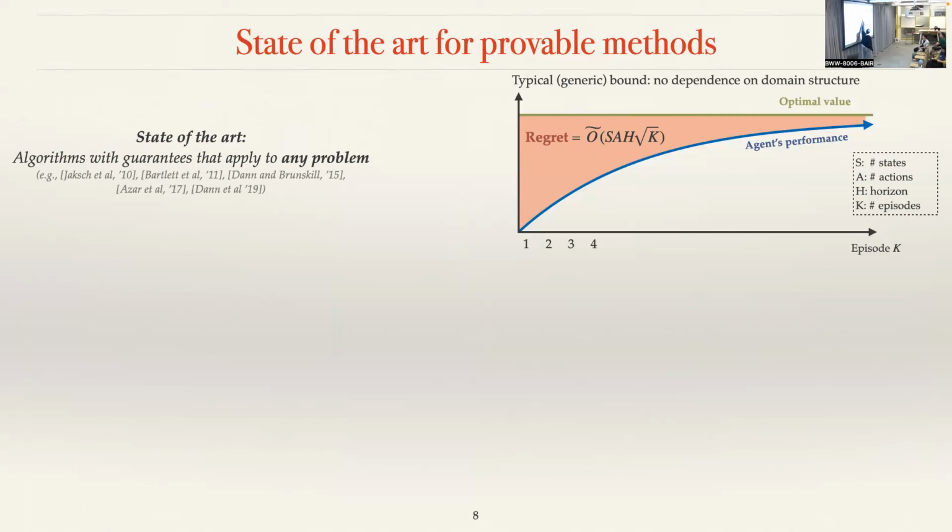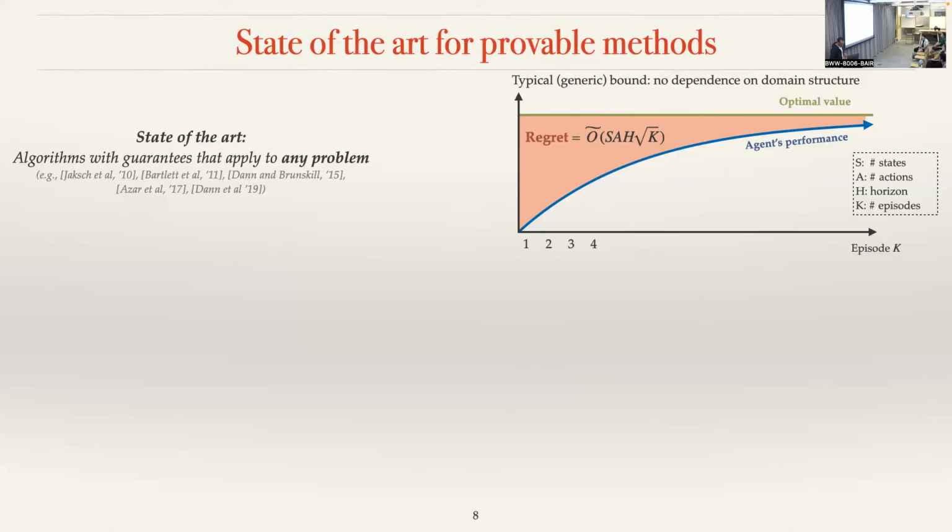and they had some form of regret bound that was a function of the state and action space, in particular its cardinality, the horizon, and the number of episodes. Those regret bounds are useful because they apply broadly to any problem that is a Markov decision process. You don't need to worry about the specifics of the problem. As long as you have finite state and action space, you have a guarantee on these algorithms.